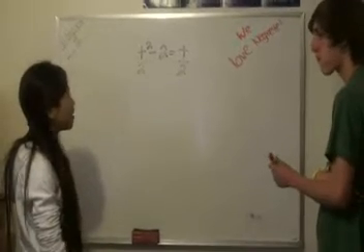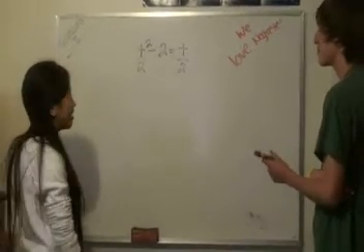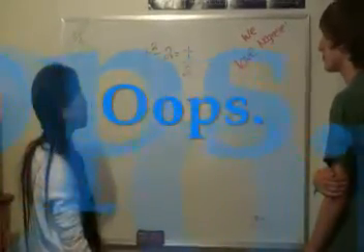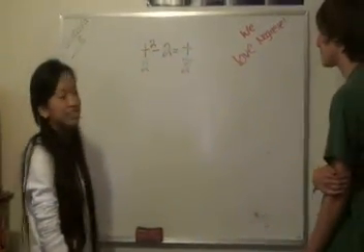This is a problem that requires using the quadratic formula. This problem is t squared over 2 minus 2 is equal to t over 2.